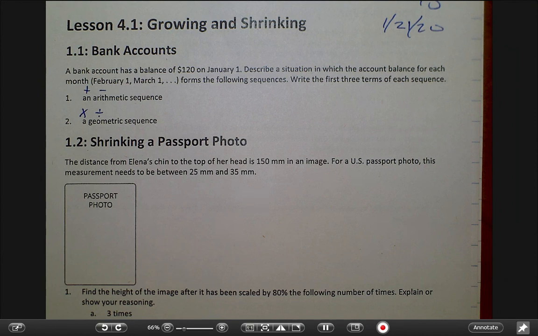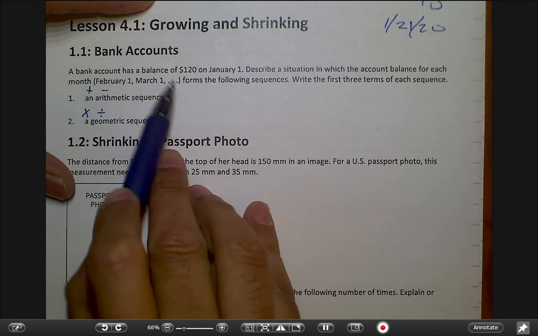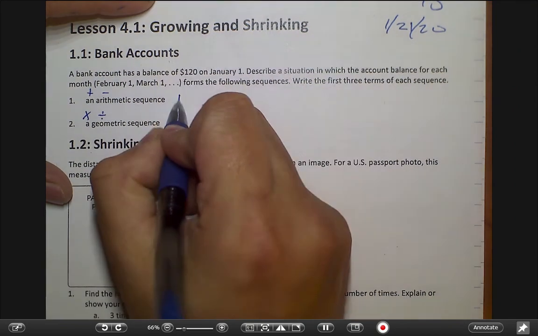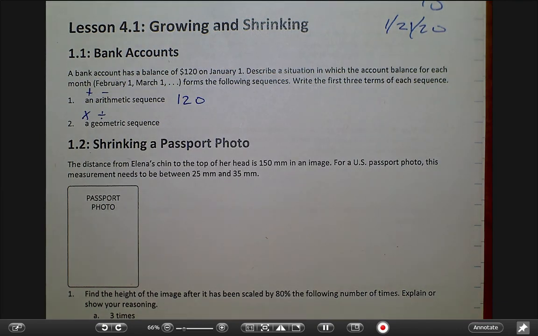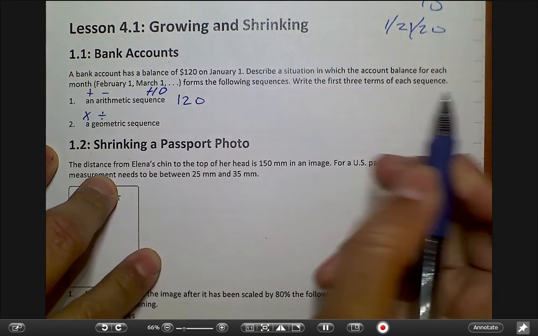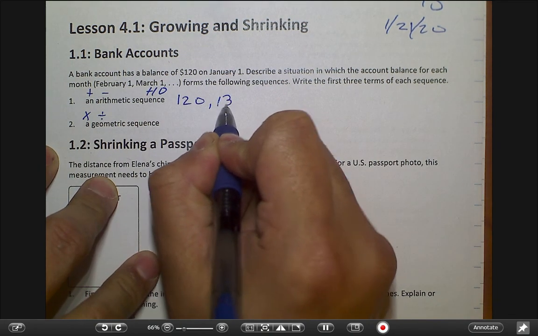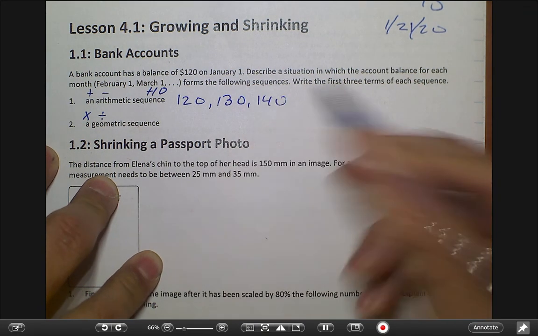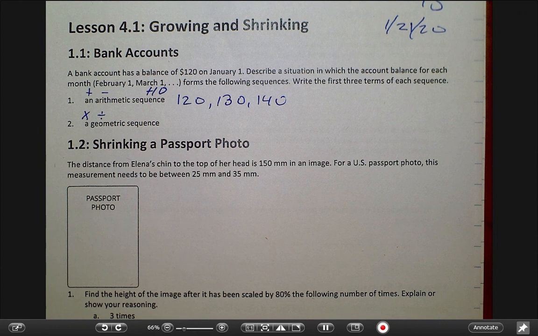So for this arithmetic sequence, we're going to make an example to work out. If we're starting off with 120, that would be my first. Now, what would I do for this to be an arithmetic sequence? Add $10. So if I'm adding $10, my next number is going to be the number after that. So we just keep adding, right? The arithmetic sequence is when I add to the previous number to get my next number. Yes? Good.